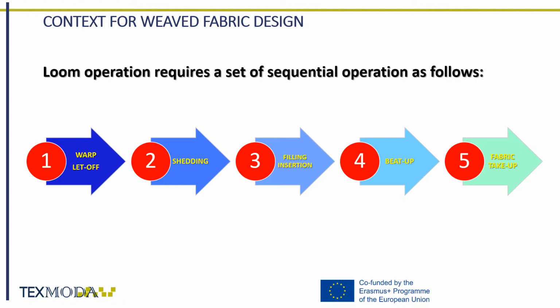Fabric take-up. 5. As the fabric is formed, it needs to be removed from the weave area and it's wound onto a cloth beam. The rate at which this takes place is one of the elements that control the filling density in picks per centimeter. The other is the weaving machine speed in picks per minute.